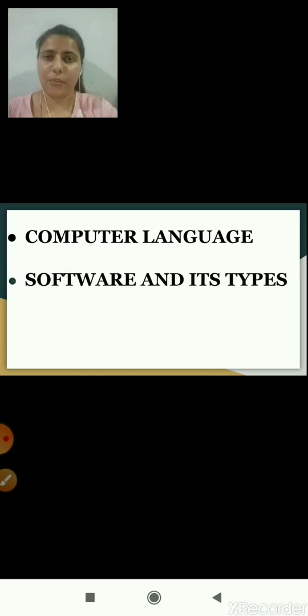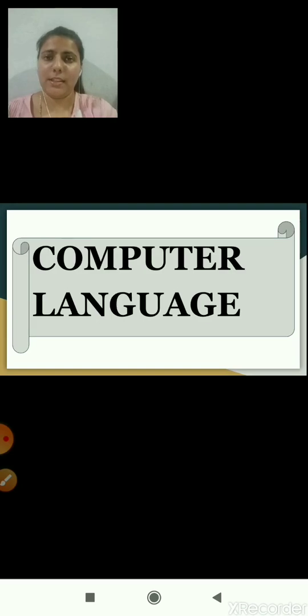In today's session children, we are going to discuss two topics. First, computer language. Second, software and its types. Now let's start with our first topic, computer language.